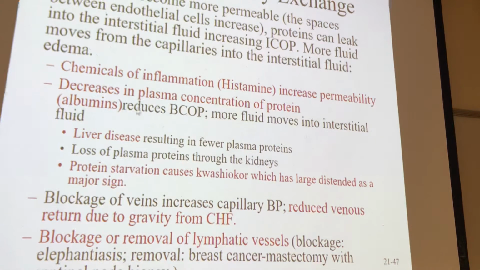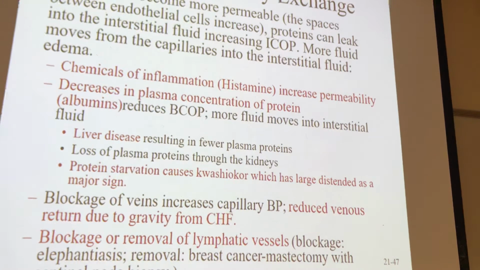What other things? Decrease in plasma concentration of proteins, like albumins. Two different conditions. One, liver disease, right? Cirrhosis of the liver. What's the most common cause of cirrhosis of the liver? Alcoholism, right? Alcoholism is number 1, 2, and 3 in America. What happens with alcoholism is this. Your liver starts to fail. They're no longer producing albumins.